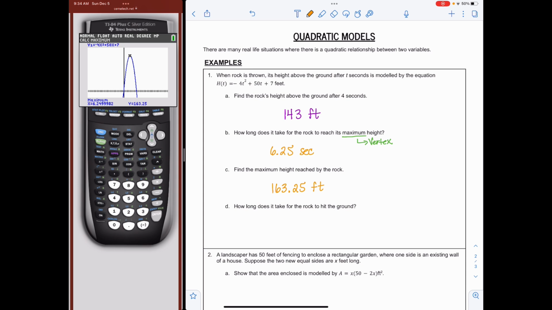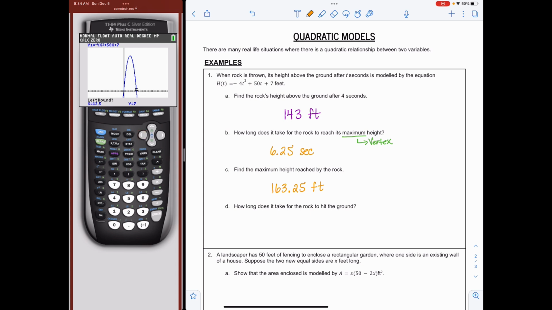The next question, it says, part D, how long does it take for the rock to hit the ground? So the rock is going to hit the ground on the second x-intercept, or the x-intercept that is closest to the right. So we're going to press second trace, and then we're going to go to number 2, which is 0. And we're going to scroll as close as possible to the x-intercept. And that x-intercept is going to be somewhere between 12.5 and 13.1, somewhere in between there.